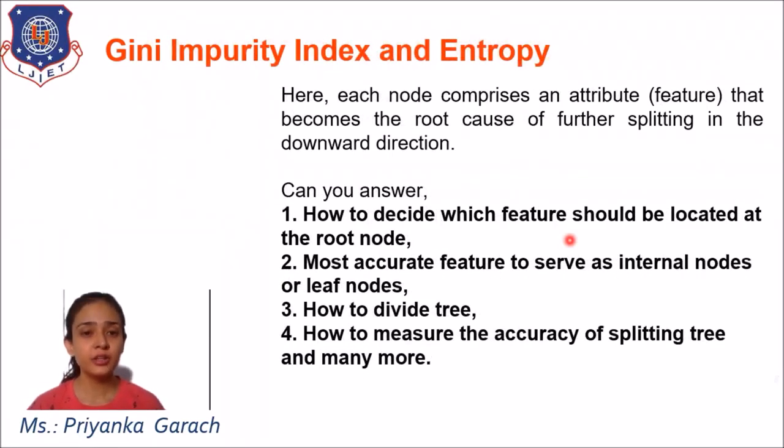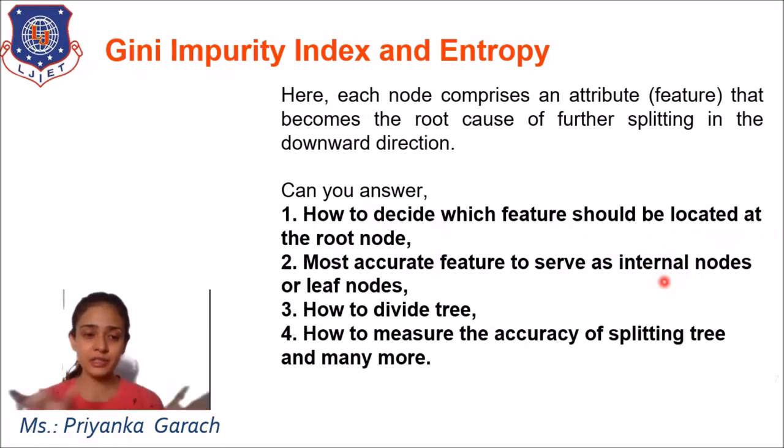Now next is the Gini impurity index and the entropy. How does each node comprise an attribute that becomes the root cause of further splitting in the downward direction? Can you answer such questions? That is, how to decide which feature, meaning attribute, should be located at the root node. Then, what is the most accurate feature to serve as the internal node or the leaf node? Or how to divide the tree, or how to measure the accuracy of the splitting tree, and many more. So I want to decide which will be my root node and which will be my internal node, in such a way that the accuracy of my decision tree will increase.